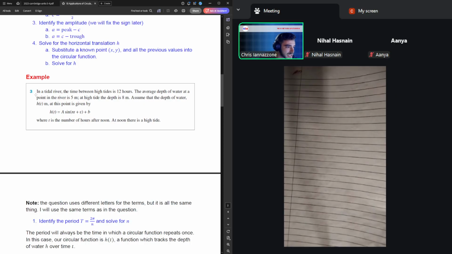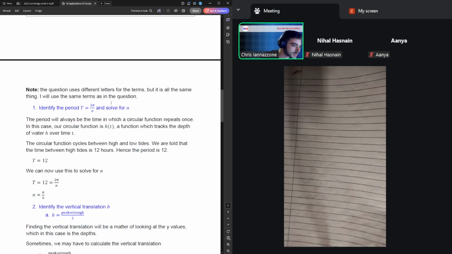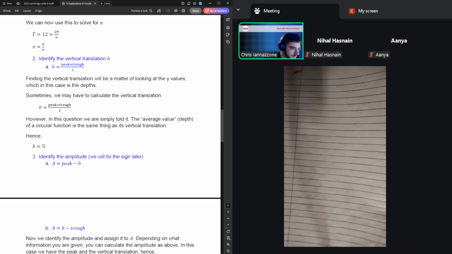Like let's say, for instance, that was the low tide value instead. You could just do high tide plus low tide divided by 2, and that would get you the average, or the middle of those. That gets us our vertical translation.